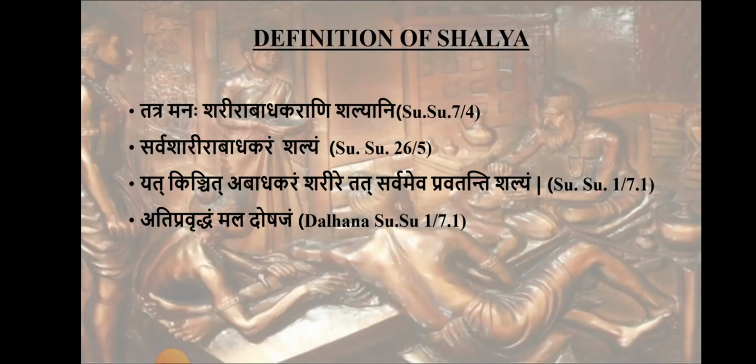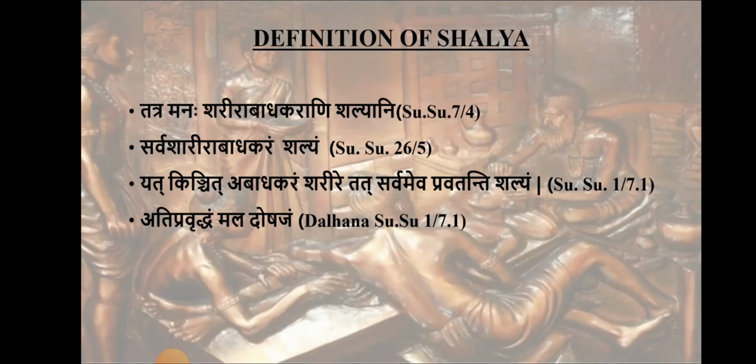The same thing is told in the next sloka also. Sarva sharira abadakaram shalyam. Yat kinchit abadakaram sharire tat sarvameva prabatanti shalyam. So all these quotations have the same meaning, that is, which causes pain or injury or any discomfort to the body as well as the mind. Such a thing is termed as shalya.